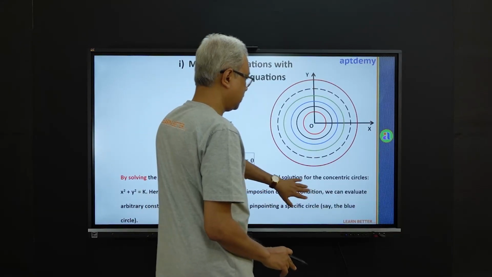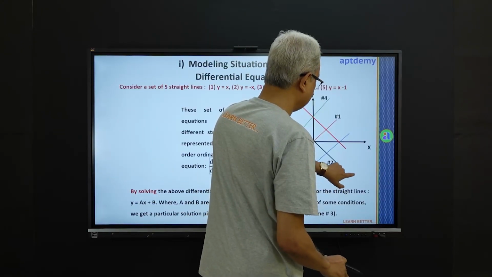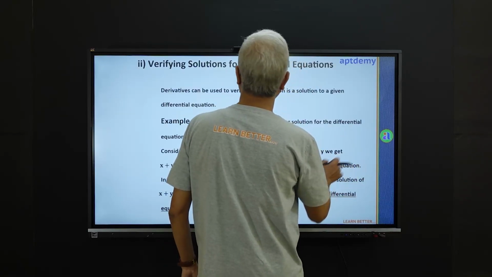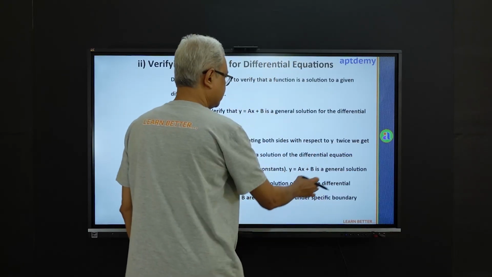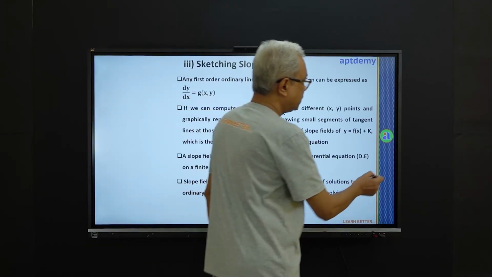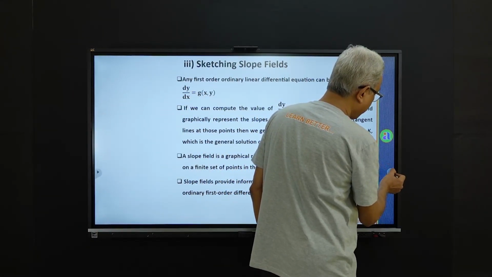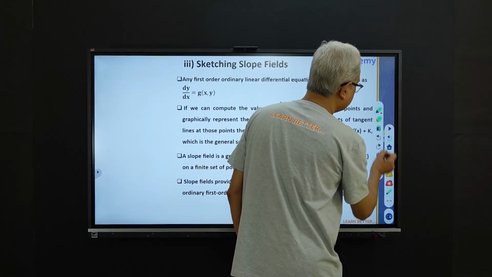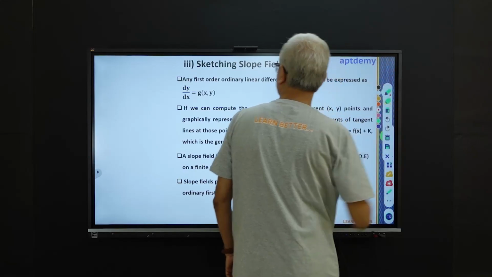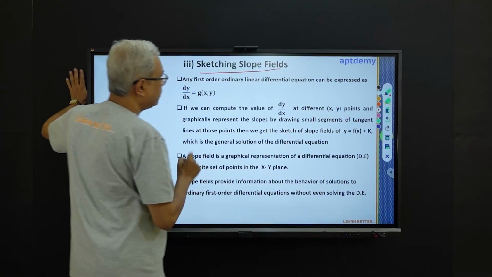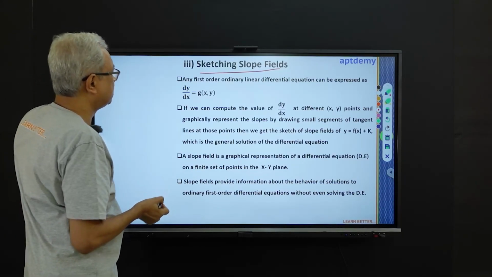Now let us consider this one. The very important concept which is called slope field of a differential equation. Sketching slope fields: what do you understand by slope fields of a differential equation?